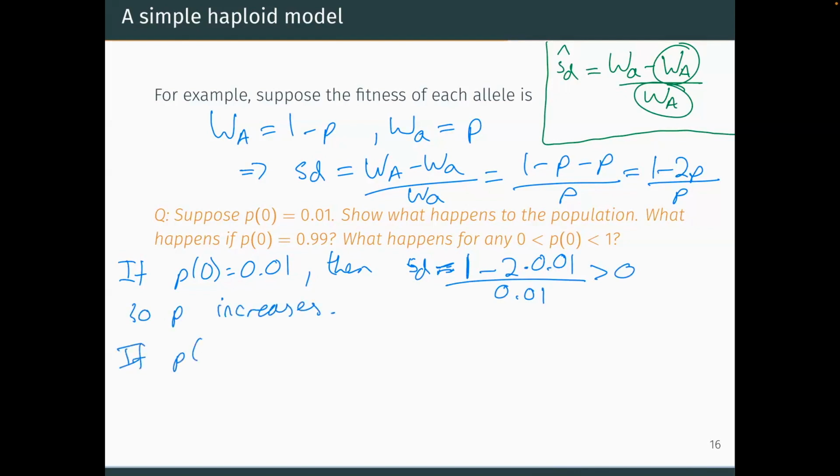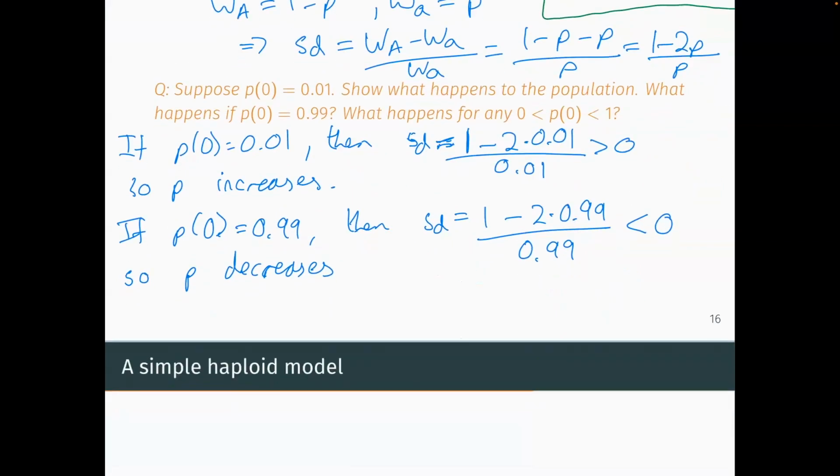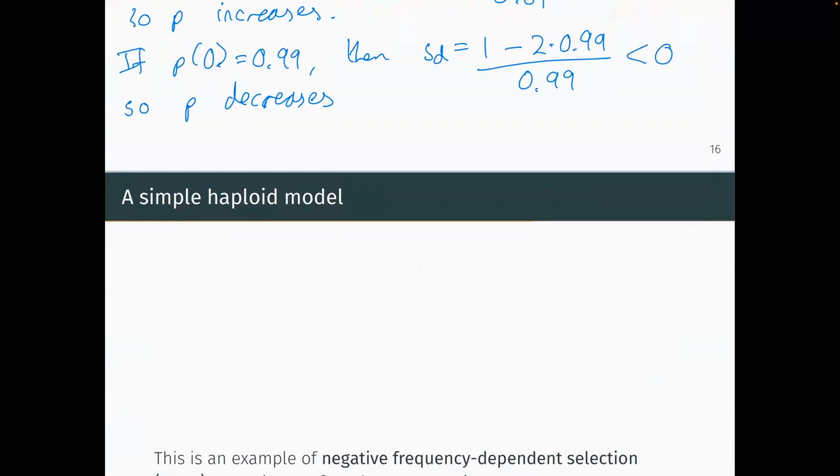And suppose we start off at 0.99. Then in this case, our selection differential is going to be 1 minus 2 times 0.99 divided by 0.99, which is clearly going to be negative. The numerator here is negative, so P decreases. So we know that when our frequency of the A allele is close to 0, it's going to increase in frequency. When it's close to 1, when almost every individual has this capital A allele, it's going to decrease in frequency. So in general, what happens for any initial value of P?